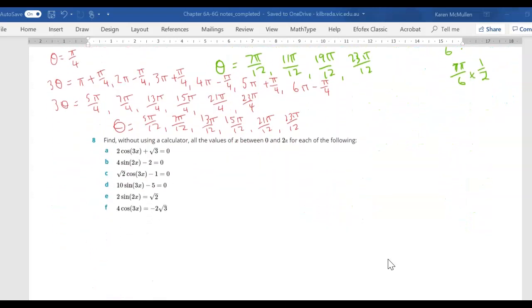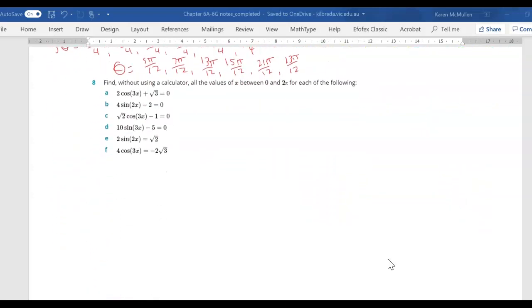Okay, let's move on to question 8. Question 8 is quite similar, just bringing together the previous 2 questions. So first of all, rearrange. Let's just look at 8a, and look at our domain. We're going from 0 to 2 pi. 2 cos 3x plus root 3 equals 0.